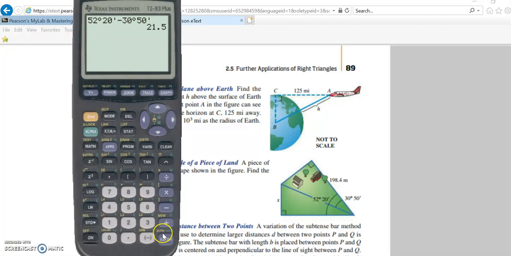Okay, and so I could leave it like this. I could also convert this in my head, but if I didn't want to, I could convert it back to DMS. So I have 21 degrees 30 minutes is my smaller angle.